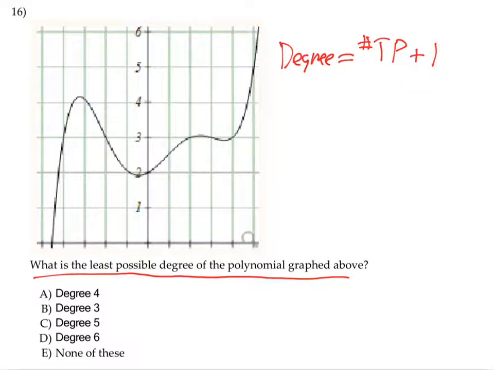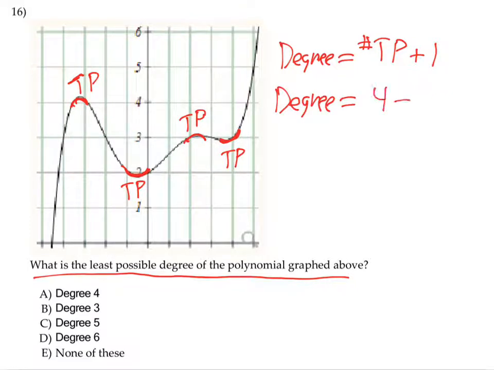So here is a turning point, and here is a turning point, and here is a turning point, and here is a turning point. So we've got 4 turning points. So the degree, 4 turning points plus 1, the degree must be at least 5. 5 or more to have 4 turning points. Degree 5 or more.